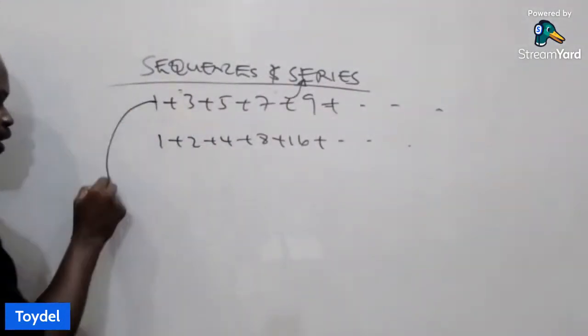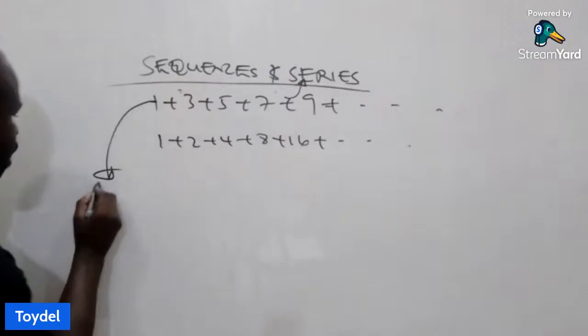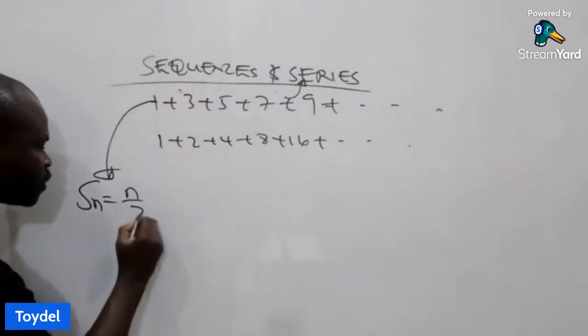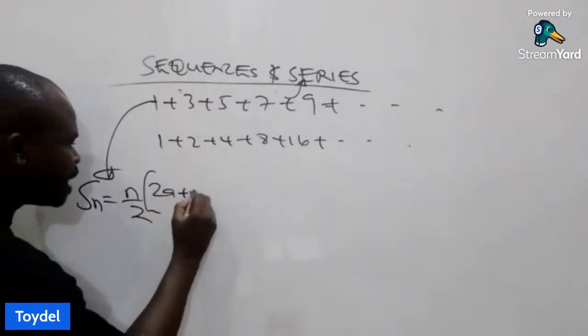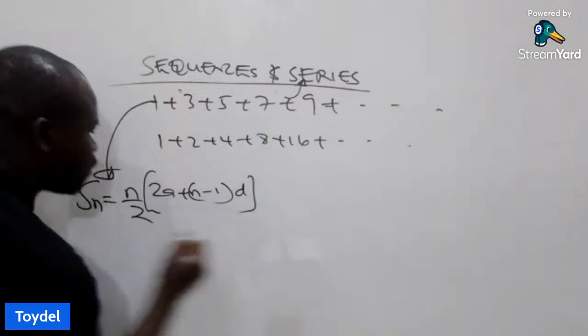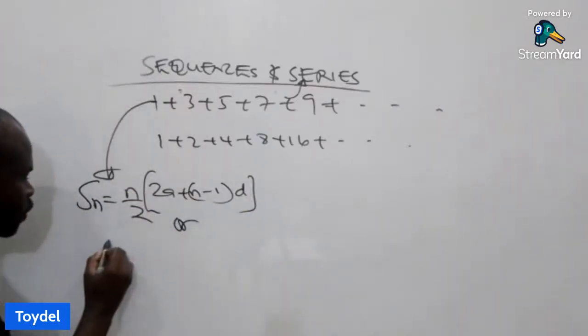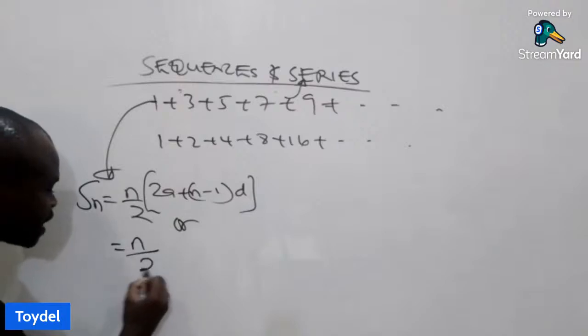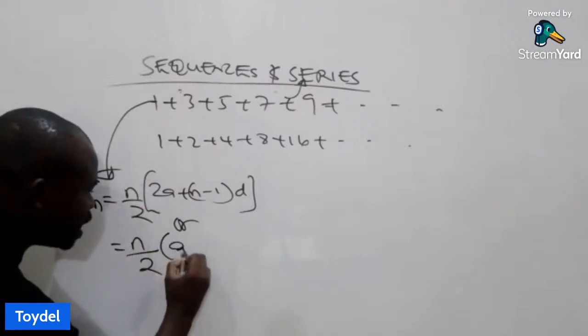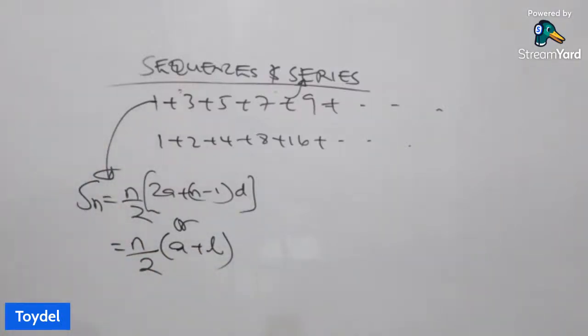For AP, which is linear sequence, the sum by formula is n all over 2 into bracket 2a plus (n minus 1) into bracket d. Of course, if you check my video, we are able to generate this. Or if you know the first term and the last term, it is the same thing as n over 2 into bracket a plus l. So this is the formula to find the sum of AP. That's the meaning of series.